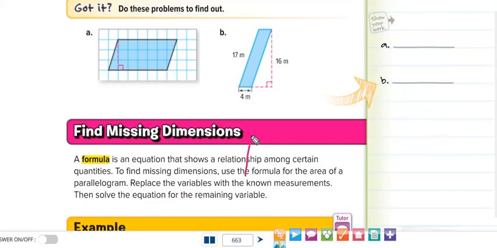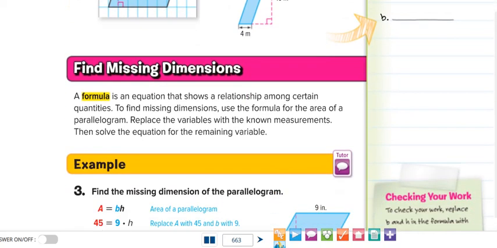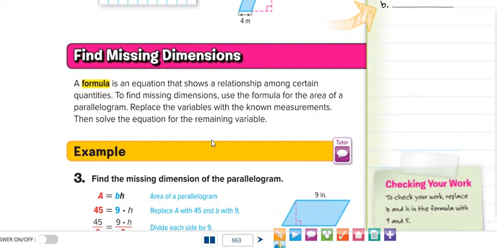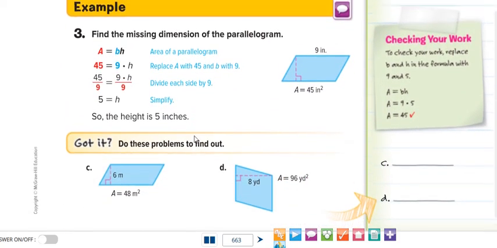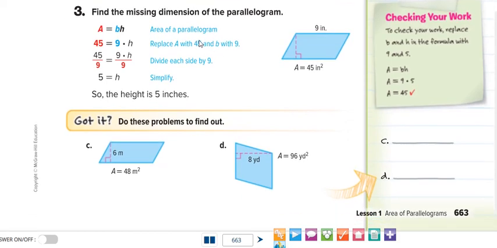Moving on. Here you are given the area already as 45 and the base is 9, and we need the height. Someone can find it mentally, that's okay. What number multiplied by 9 will give you 45? Of course, it is 5.